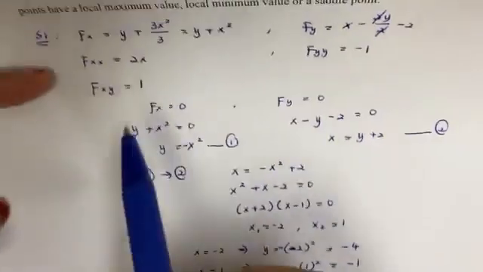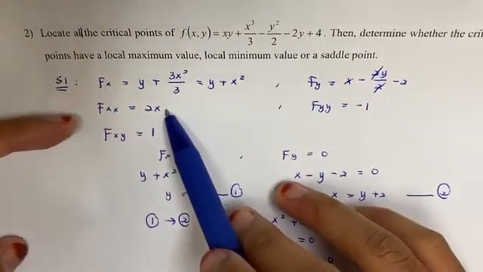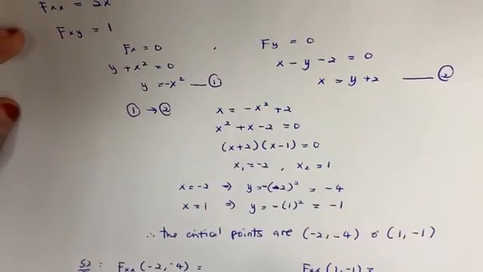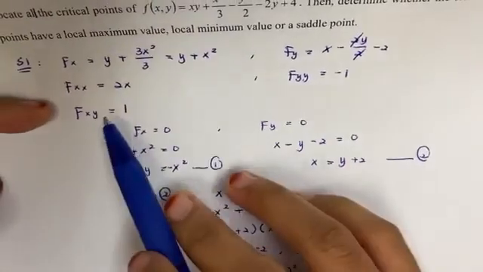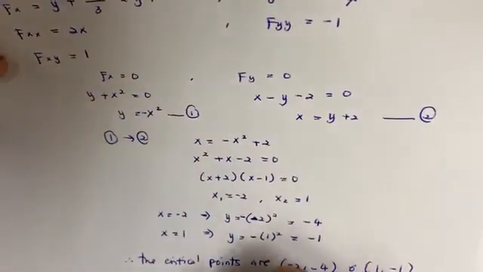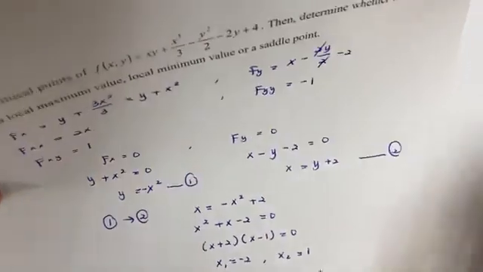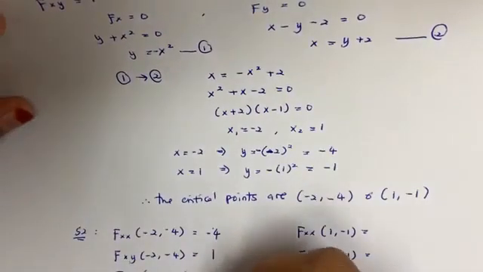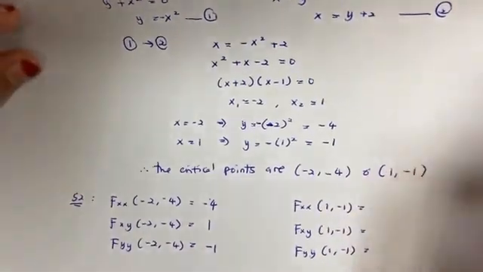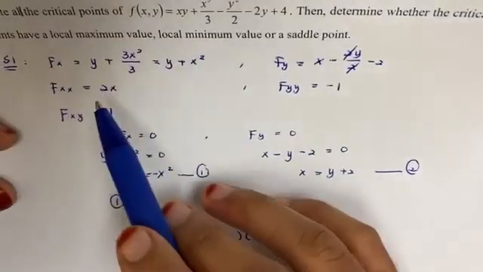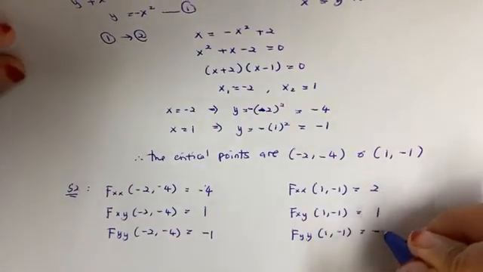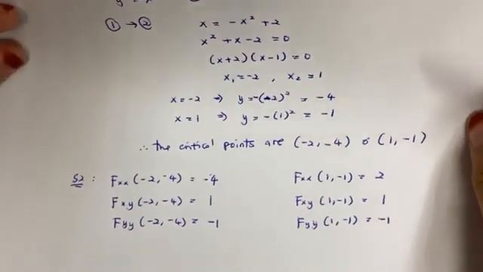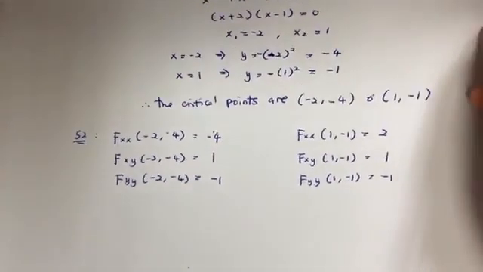So fxx is 2x. Substitute the value of negative 2, negative 4, so you have negative 4 here. fxy is equal to 1, so it is always 1. fyy is equal to negative 1, so it is always negative 1 because we don't have any variable here. For fxx at 1, negative 1, substitute 1 into x, so this is equal to 2. We have here 1 and negative 1. So we are done with the second step.